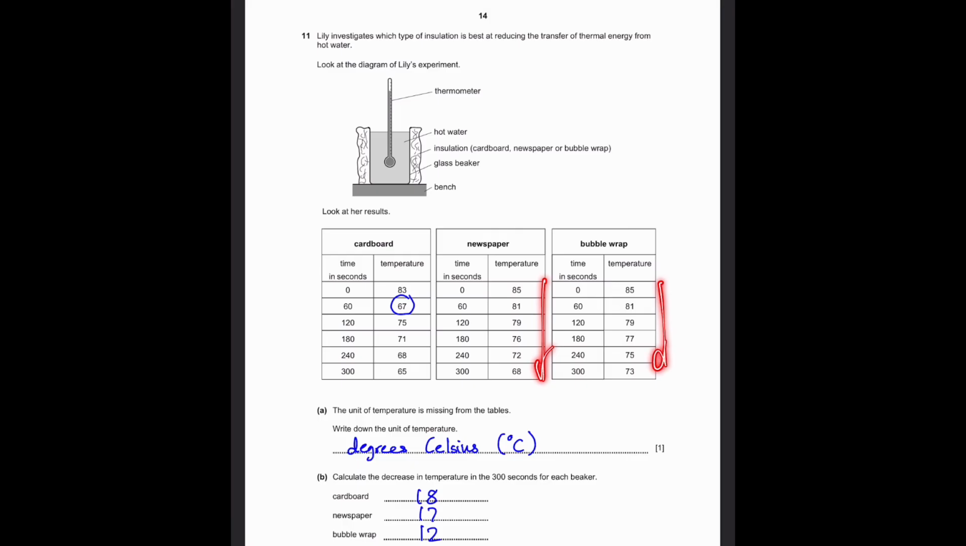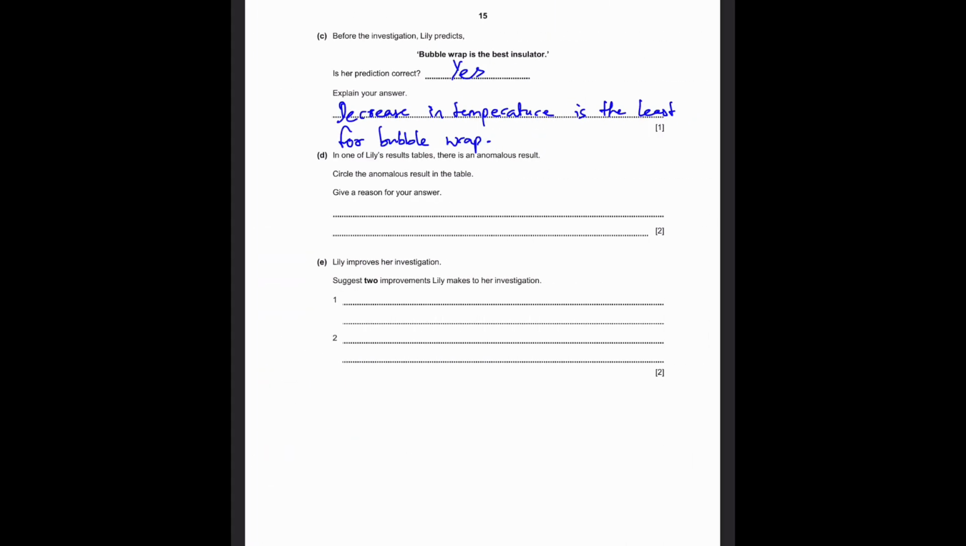Let's say these two, the temperature keeps decreasing, but for this one, it decreases, then increases, then continues decreasing. That's not supposed to be true. So this result, 67, does not fit the trend shown in the tables.